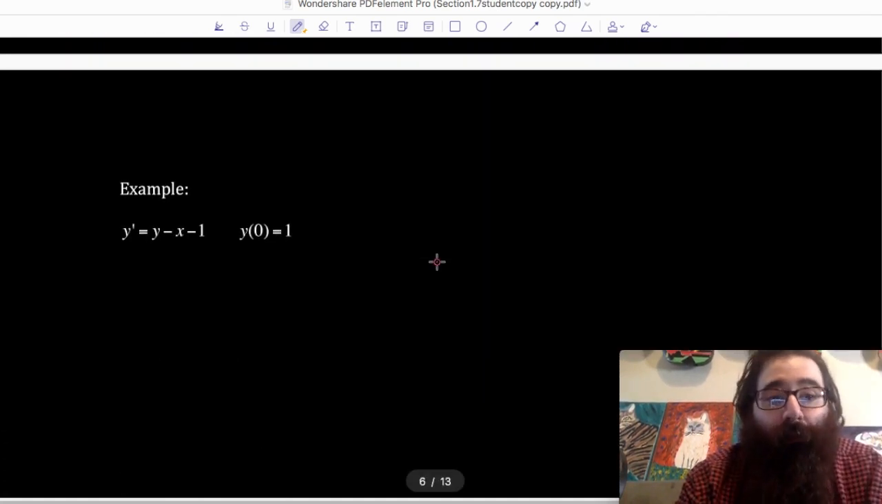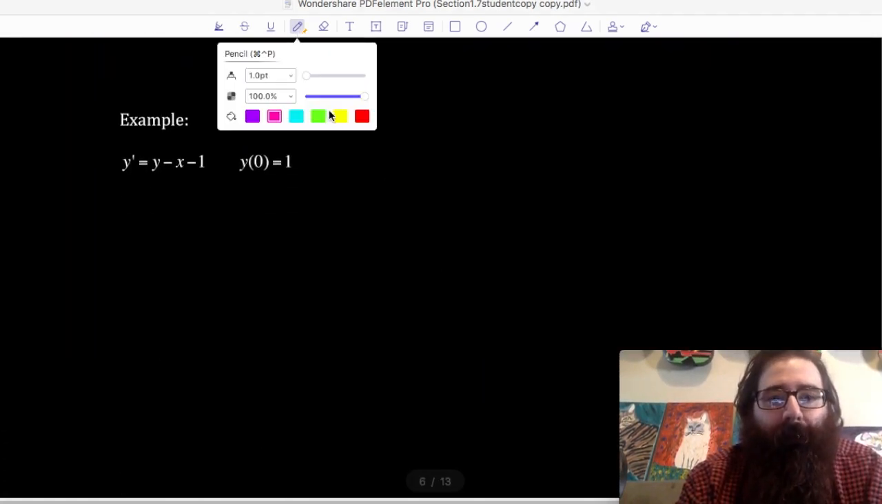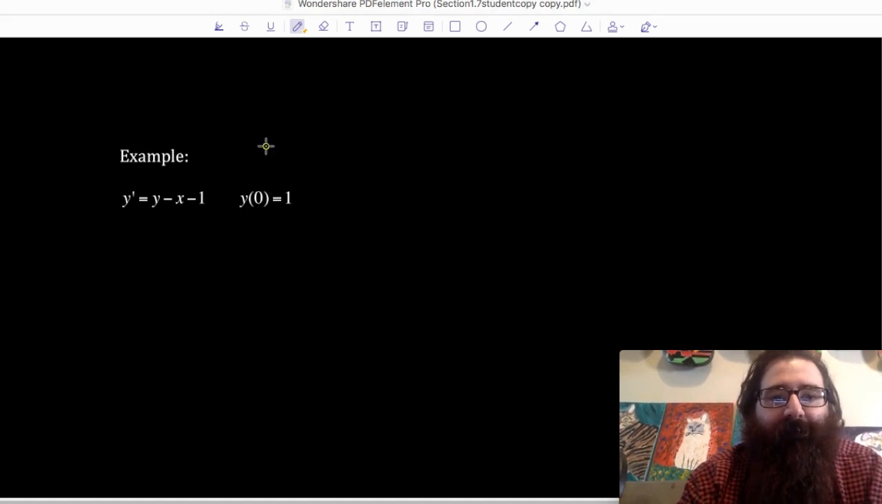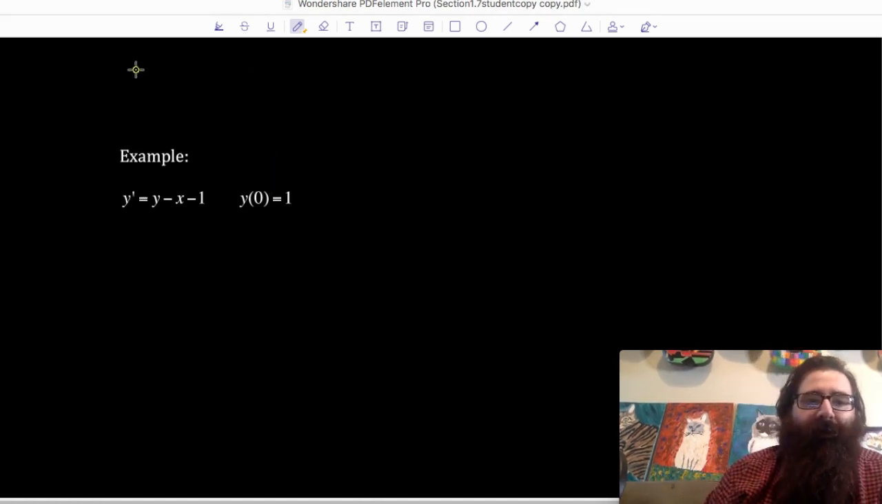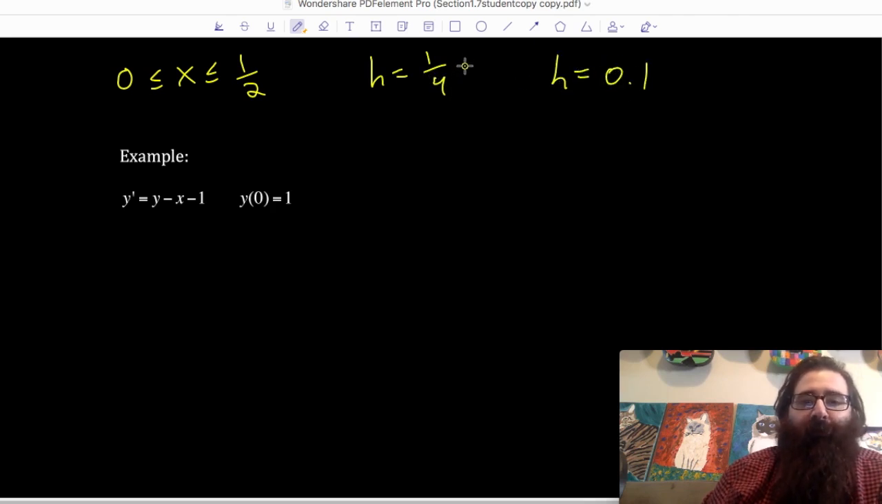Hey, let's do another one. This is going to be the same situation where we're taking a look at x from 0 to 1/2. We're going to take a look at step size 1/4 and step size 0.1. If you want to use decimals, that's fine. So we'll take a look at doing this twice over.